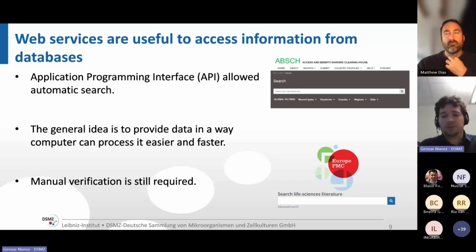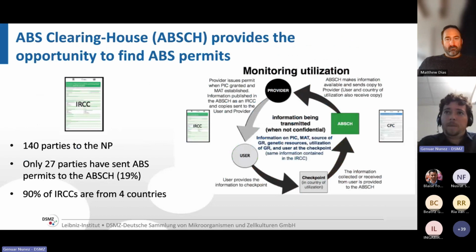So here I'm going to show you a small example of how we use not just the ABS Clearinghouse API, but also the European PMC API and web services. The ABS Clearinghouse provides the opportunity to find these ABS permits, and it was already explained before by Matthew.